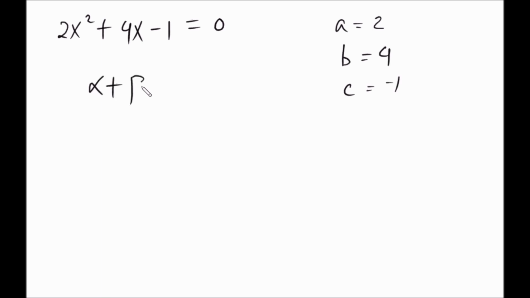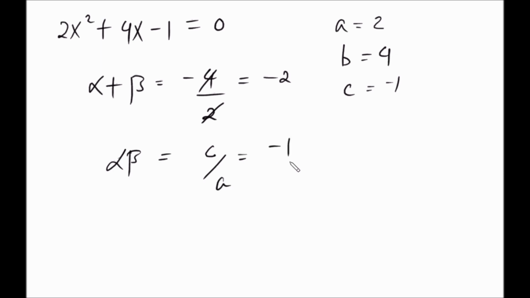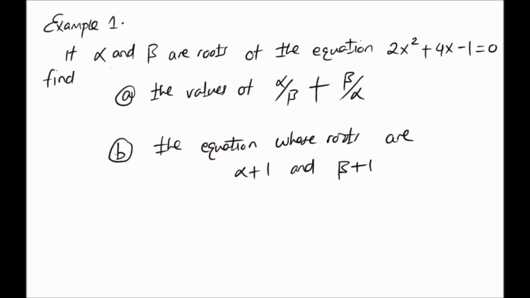The sum of roots is -b over a, so this will be -2. And the product of roots is equal to c over a, so c is -1 over a, which is 2. So we have alpha plus beta equal to -2, and alpha beta equal to -1 over 2. So what does the question say now? The question says find the value of alpha over beta plus beta over alpha. Let's find that one now.